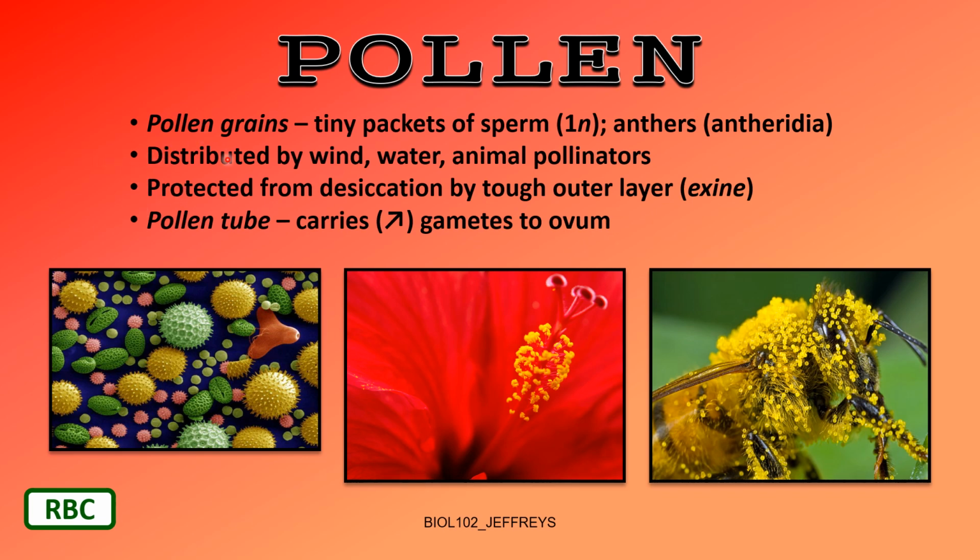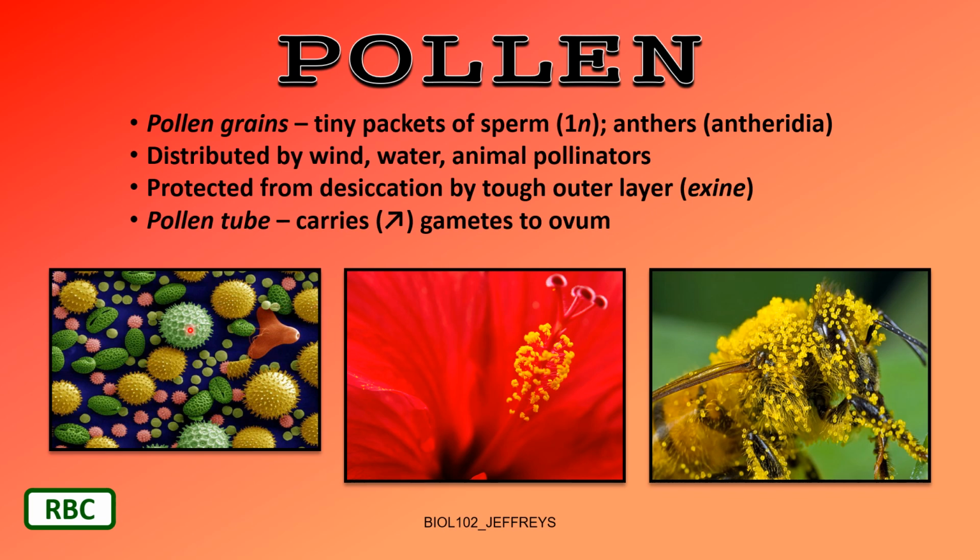But pollen grains, those are the little tiny packets of sperm, essentially. Remember, they are 1N, and they are produced in the anthers. Remember antheridia? Antheridia and the anthers, those are male structures. So pollen are the result of the male structures, but essentially they're tiny packets of sperm, and you know that sperm are 1N. That's important to remember when we think about alternation of generations. Pollen is distributed by the wind, water, and certainly animal pollinators.